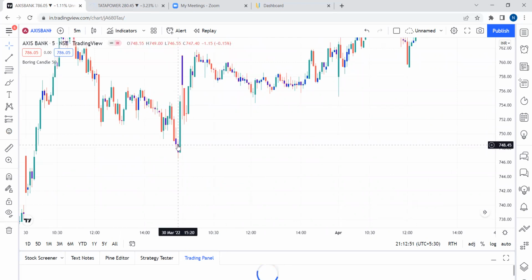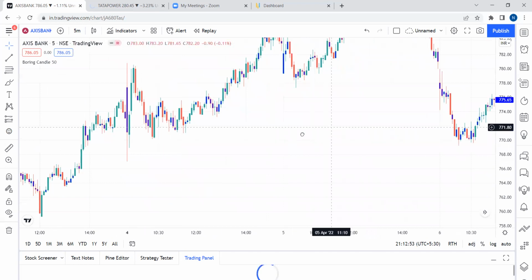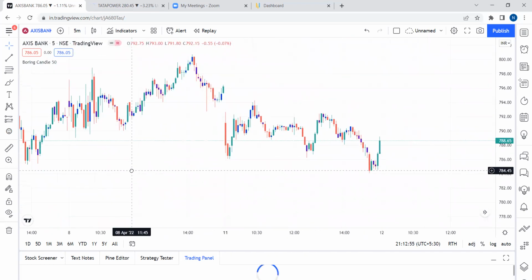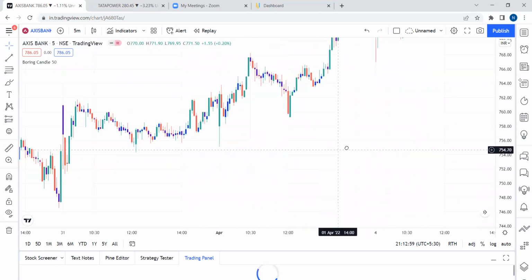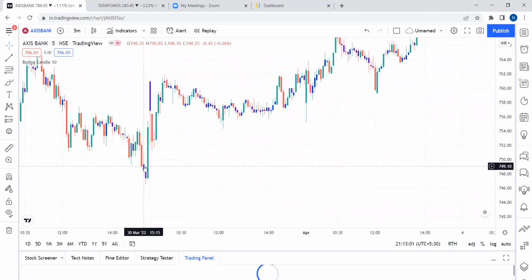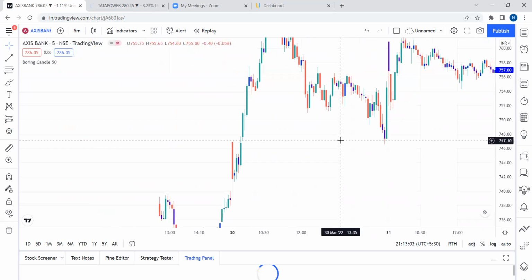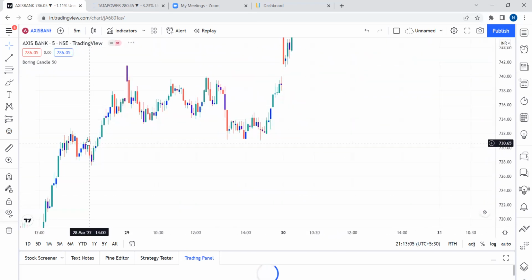Definitely tomorrow it will not come, because right now Axis Bank is trading at what price? It is trading at 788. Do you really think it will come to 748 tomorrow? 40 points? Not at all. Further, if I go back, then there is one pattern here also. Just simply I can't mark wherever I get the pattern. The most recent one.